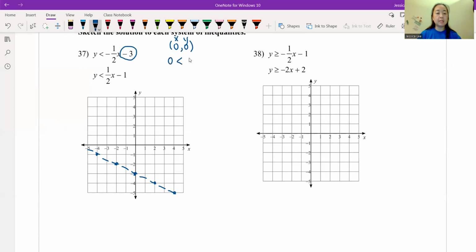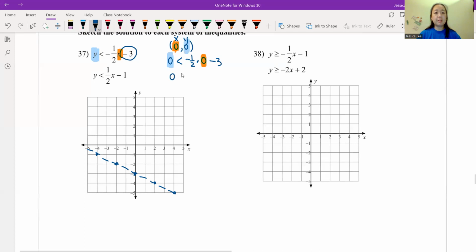So we're going to plug that in for this x and y. So 0 is less than -1/2 times 0 minus 3. See how we're putting in the x and the y? This x is this x, and this y is this y. You see how they're related? Colors.